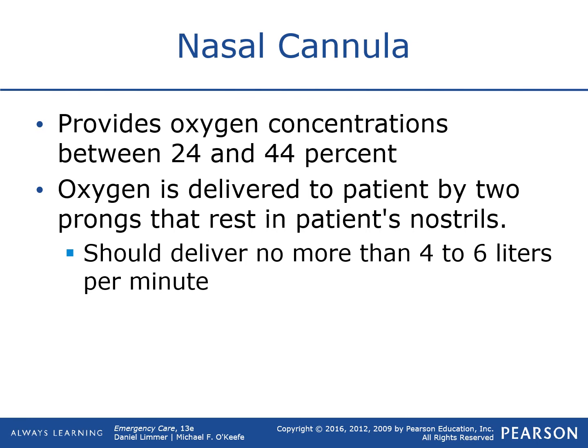Non-rebreather was 10 to 15. And your oxygen concentration is between 24 and 44 for nasal cannula, and 80 to 100, I like to say 90 to 100 for a non-rebreather. These are need-to-know numbers. So your atmospheric percentage, your nasal cannula percentage and flow rate, and your non-rebreather percentage and flow rate.